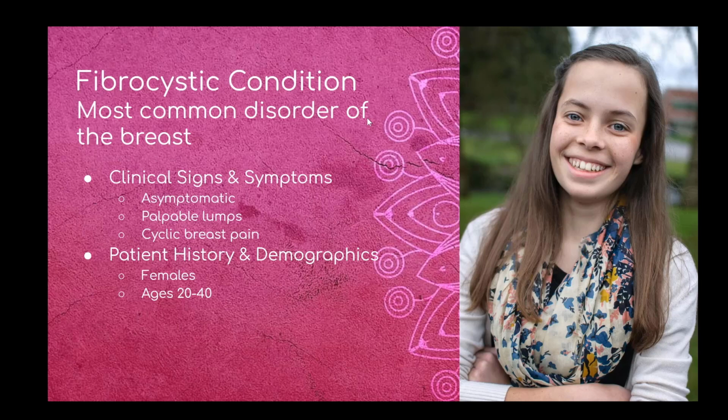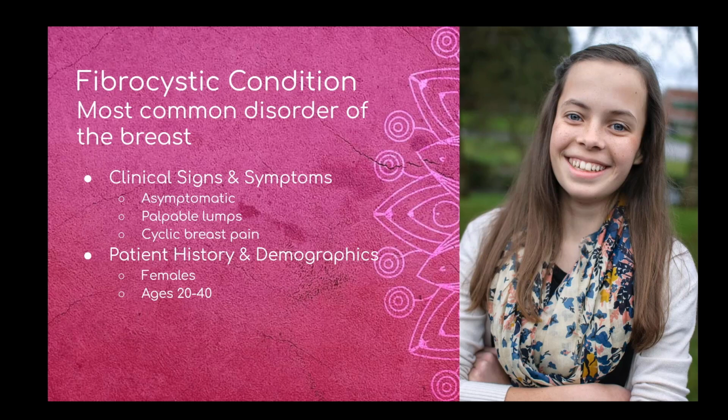Fibrocystic condition. This is the most common disorder of the breast. A lot of women between the ages of 20 to 40 have fibrocystic breasts. What fibrocystic breasts are, are changes to the mammary layer due to the proliferation and reabsorption of breast tissue. So that breast tissue is growing and then it kind of reabsorbs itself. On that reabsorption part, it turns kind of cystic. So when we put the probe down, we're going to see lots of little cysts within that glandular layer.